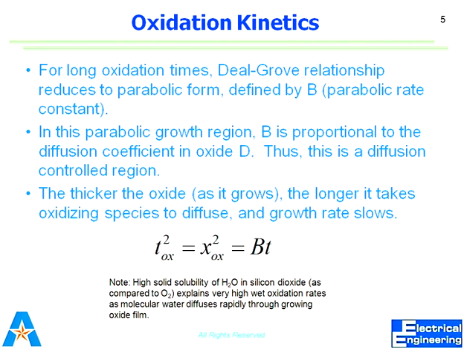Okay, now the second line, you should be able to understand that in this parabolic growth, B is proportional to the diffusion coefficient in oxide. Thus, this is a diffusion controlled region.